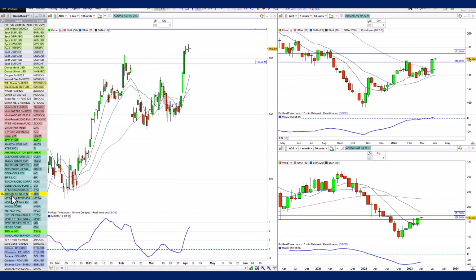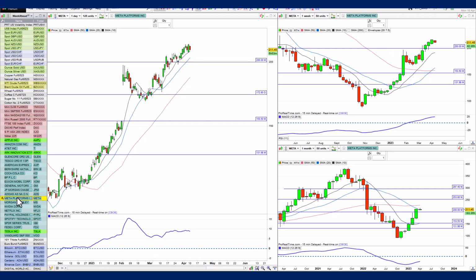Adidas, very nice big move and consolidation here. So a pullback and a continuation to the upside would make me very happy. So expecting that to possibly head lower before going higher. Meta, same thing. It's sort of just trickling to the upside. You can see it's starting to flatten out here.